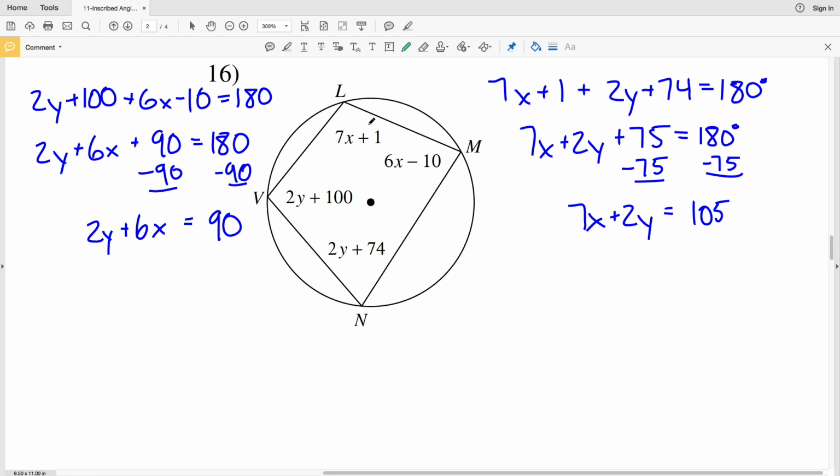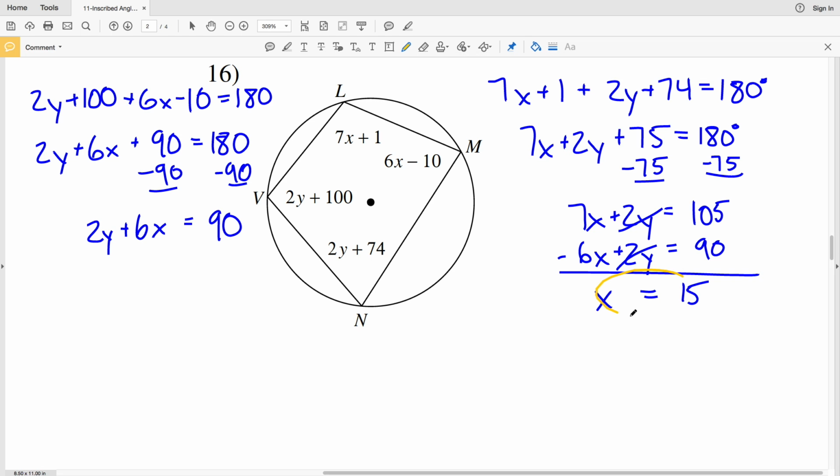Now again, like I said in the previous problem, I can solve for a variable, so solve this left equation for x, and then plug what I got in for x to solve for y. However, notice that both equations have 2y, so I will be able to subtract out the 2y if I subtract the equations. So if I take 2y plus 6x equal to 90, or we can write it as 6x plus 2y equal to 90, and I subtract those two equations from one another, 7x minus 6x is x, 2y minus 2y is 0, so x plus 0 is x, and that's equal to 105 minus 90, which is 15. So right away, I get that x is 15.